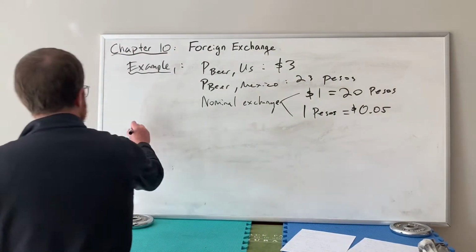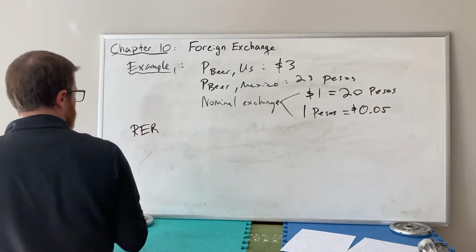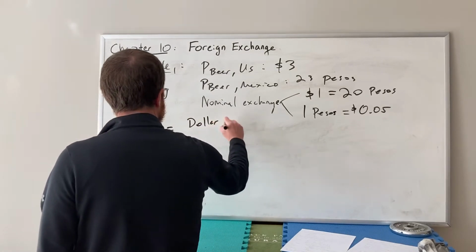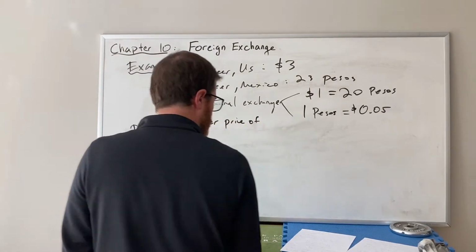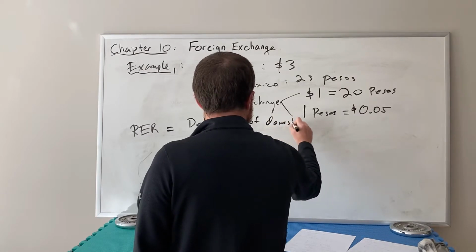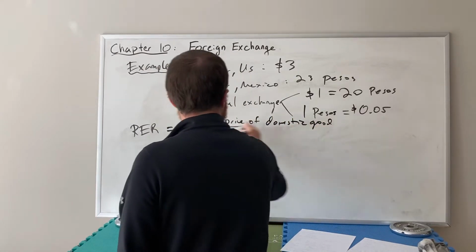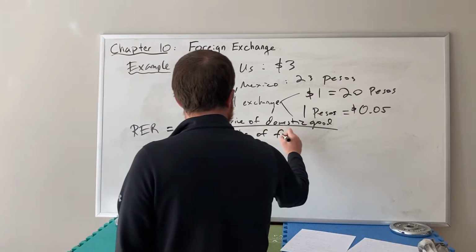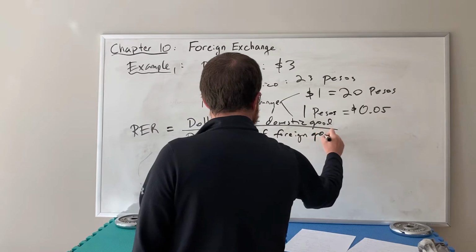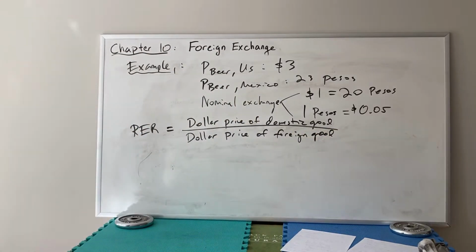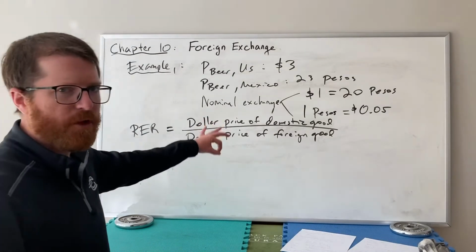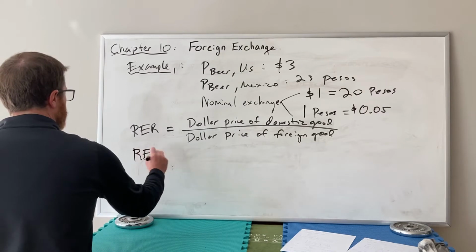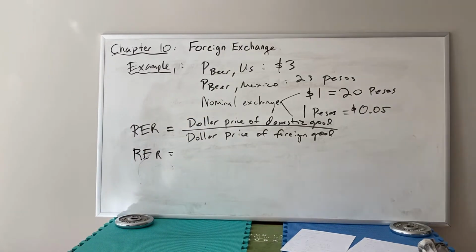And so the real exchange rate, effectively, is the dollar price of the domestic good divided by the dollar price of the foreign good. Okay? So it's thinking about the relative prices after you exchange the currency. So to write this out more formally, this is how you're going to use those specific variables up there. Okay?